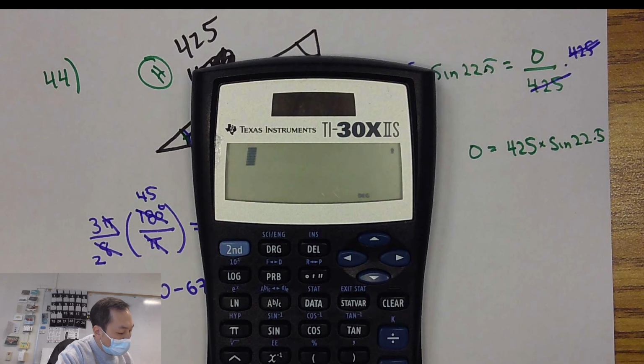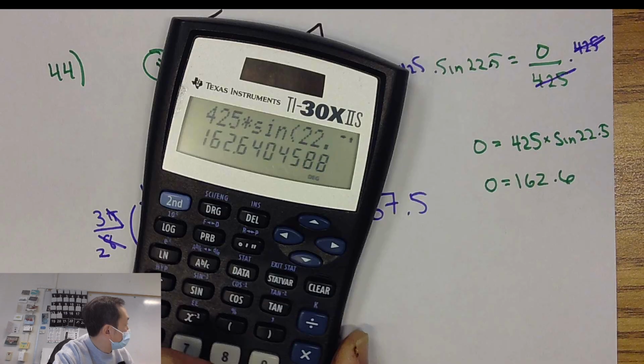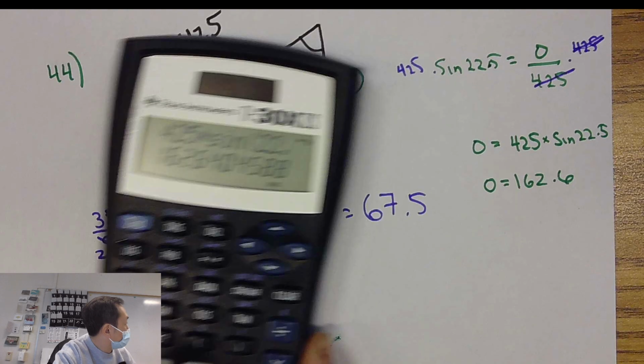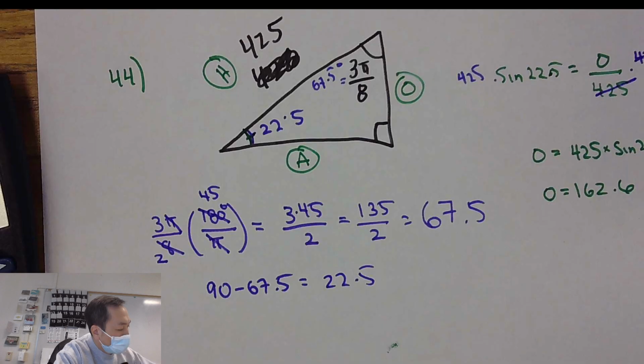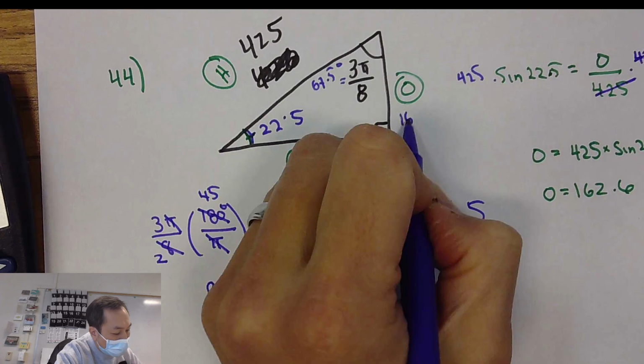So if I put that on my calculator, 425 times the sine of 22.5, make sure your calculator is in degrees. And if you do that, it's 162.6. My opposite side is 162.6. This side here is 162.6.